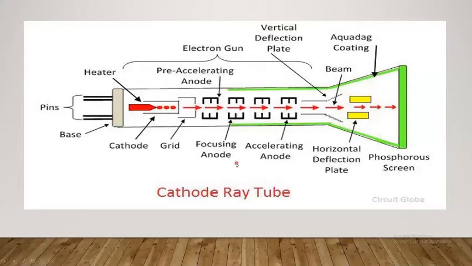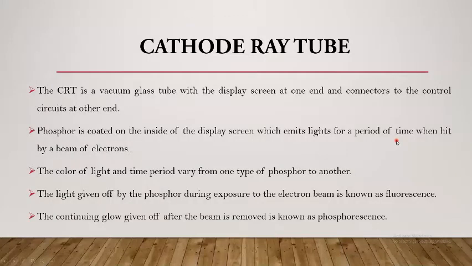Then the color of the light given off by the phosphor during exposure to the electron beam is known as fluorescence. So whatever exposure is shown, that is called fluorescence. And the continuing glow given off after the beam is removed is known as phosphorescence. That will be called phosphorescence. Okay, so all things are written here.